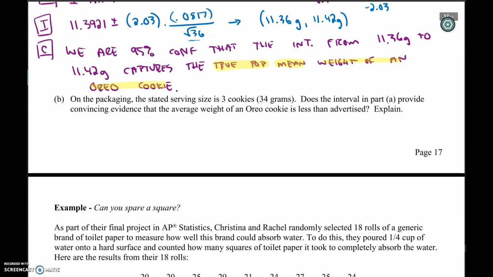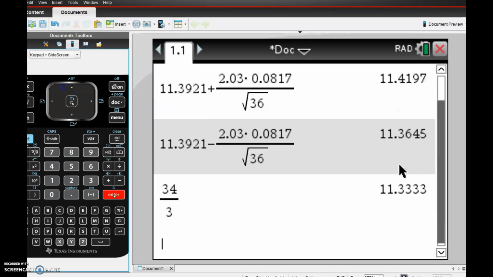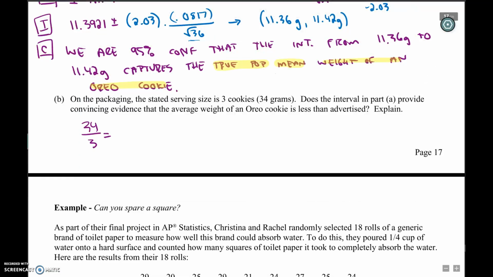On the packaging, the stated serving size is 4 cookies, 34 grams. Does this interval in Part A provide convincing evidence that the average weight of Oreo cookies is less than advertised? Well, if they're advertising 34 grams for 3 cookies, 34 divided by 3, that's 11.33. So they're advertising 11.3333. So they're advertising this. However, that is not in our interval.